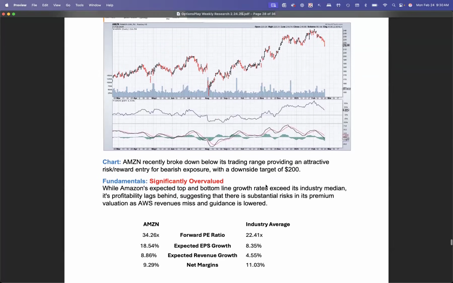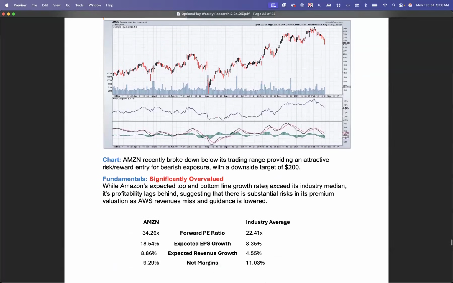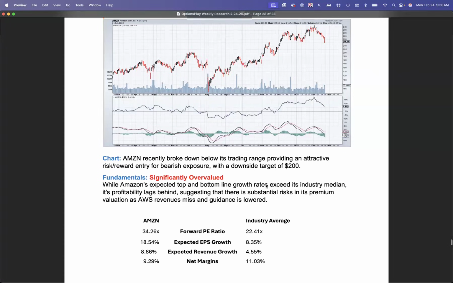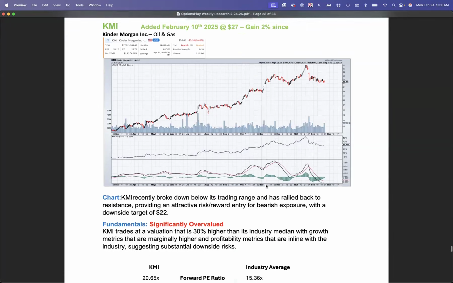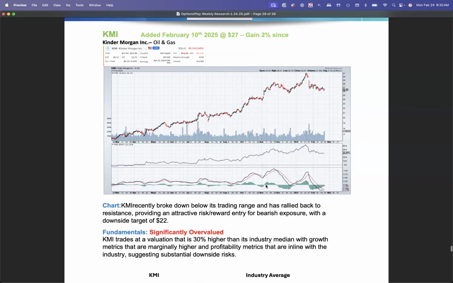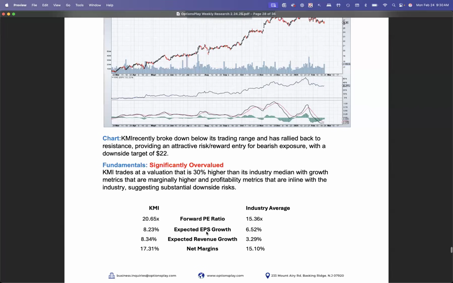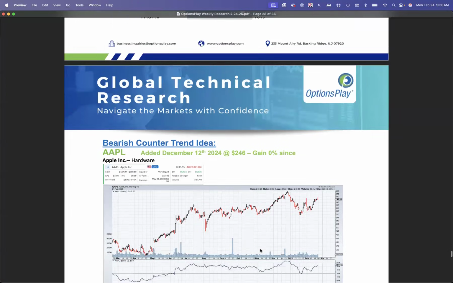So just from a valuation perspective, I think there's some downside risk to Amazon, especially as AWS revenues start to slow down. Kinder Morgan, we've seen oil prices continue to decline. We expect that oil services like Kinder Morgan will also start to decline here as well, especially since it trades at a premium valuation relative to its industry with growth metrics that aren't particularly stronger than the industry average.